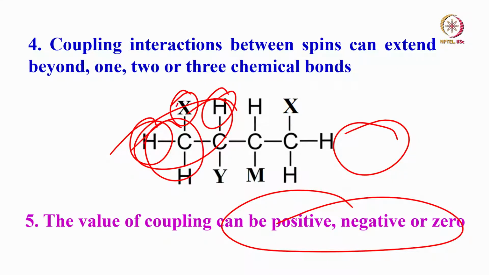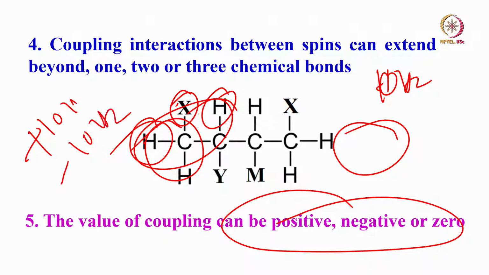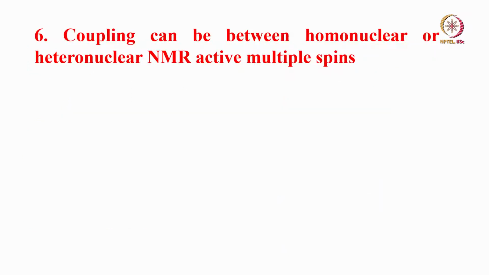And the value of the coupling can be positive, negative, or 0 also. If there is a coupling between this and this, it could be, let us say, plus 10 hertz or minus 10 hertz. Coupling could be 0 also; all are possible. It could be positive, negative or 0. The strength of interaction can be different.